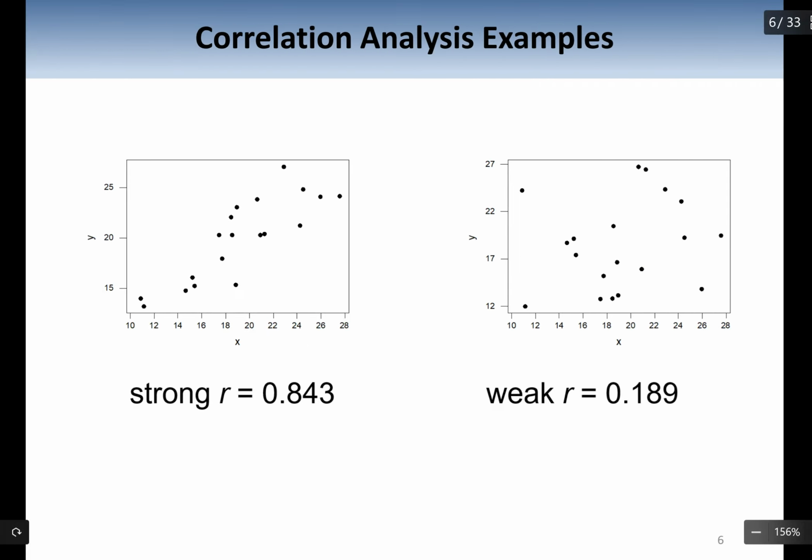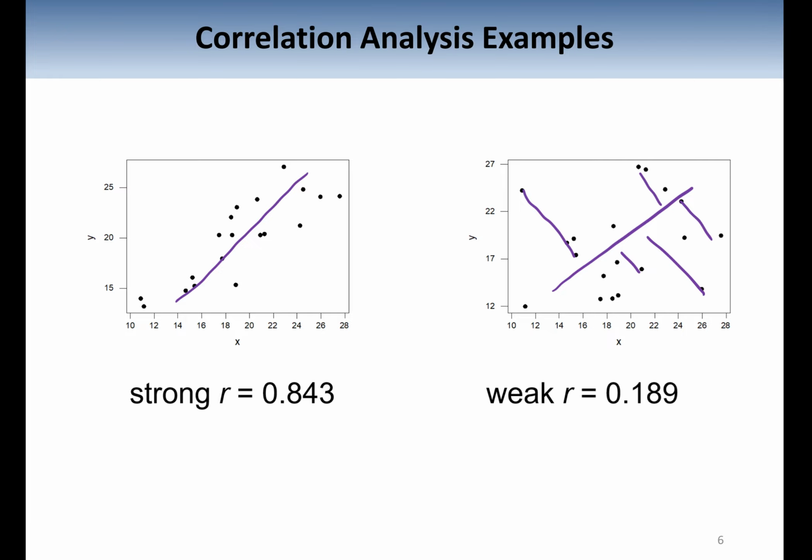So, more examples here. We can see in the first scatter plot, we have a strong linear relationship between x and y, and r has been calculated as 0.843. In the second plot, you can see that the points are further away from an imaginary line, and so we would have a weak r, in this case 0.189.